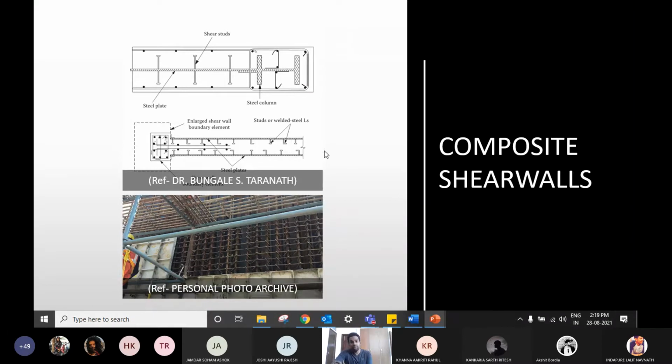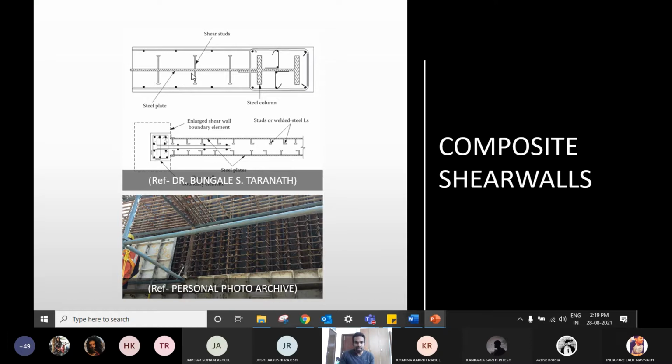Now, your shear walls could be of composite sections, like you could have some plates. Again, in order for the shear transfer, you have some shear studs. Shear wall could have something called a boundary element. Basically, its ends are enlarged, bigger in size when compared to the rest of the shear wall thickness. So inside that boundary element, you can have an I section, and you can form a composite shear wall, like the one that you see over here on the top.